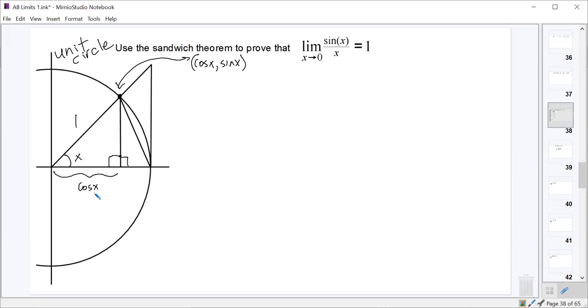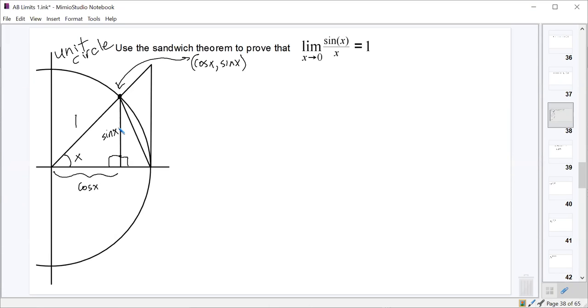That length ought to be cosine x, right? Cosine of this angle, x, ought to be adjacent over hypotenuse. And what should this height be up here? Sine x. Should be sine x. Yep, right? Okay, that is not all that we need, but that's going to be good enough for right now.